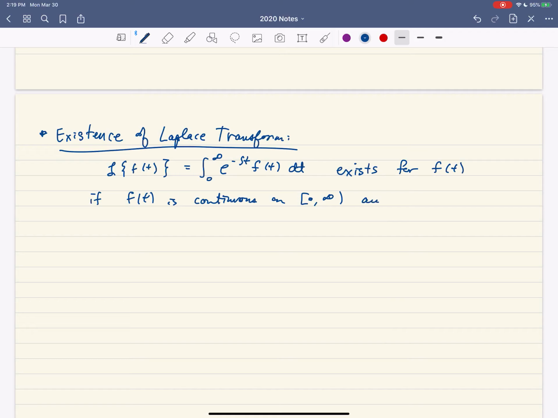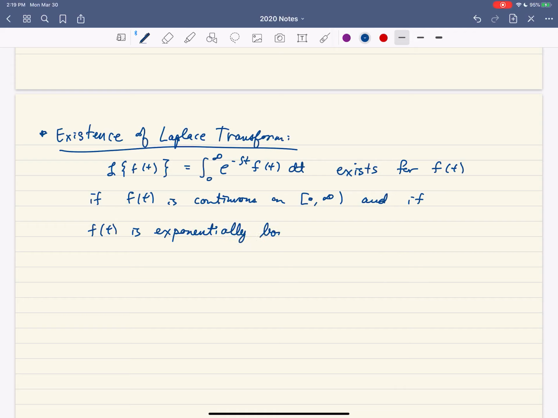And we need f not to grow too fast. If f grows really, really fast, this is going to go to infinity. So we need f to be what's called exponentially bounded. So if f is exponentially bounded.